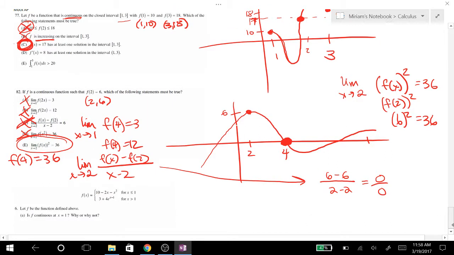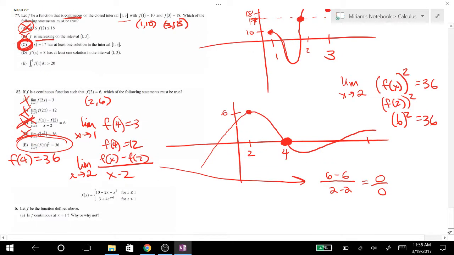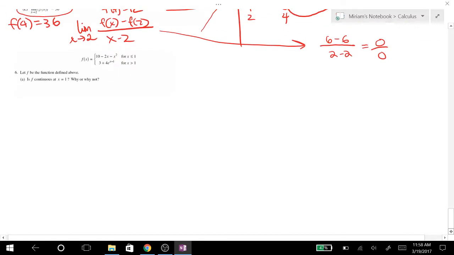Finally, number 6. This is the same as all the other problems we've done as free response that shows if f is continuous. I have to see if the limit as x approaches 1 from the left of f of x is equal to the limit as x approaches 1 from the right of f of x?